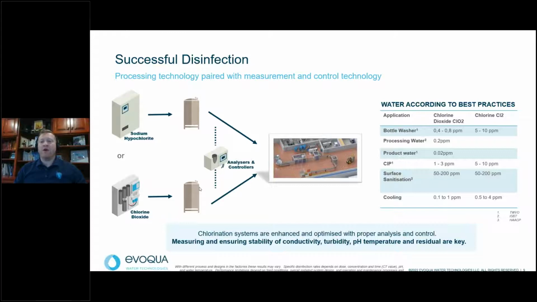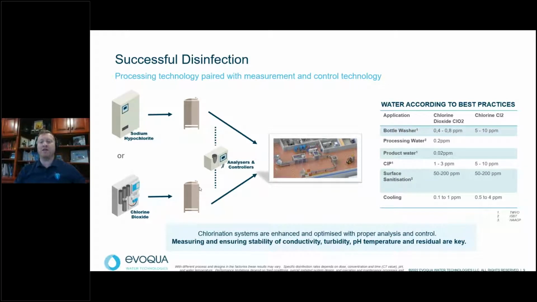As mentioned before, regardless of the method of chlorination, proper dosage and control are critical. When applied correctly, chlorination-based disinfection can be very simple, safe, and effective. These are some of the best practices we have seen out there from the FDA, TWVO, ISBT, and others that really help set the parameters. I should note, with different processes and designs and facilities, these results really may vary, as specific disinfection rates truly do depend on the dose, concentration, contact time, pH, water temperature, etc., as mentioned before.